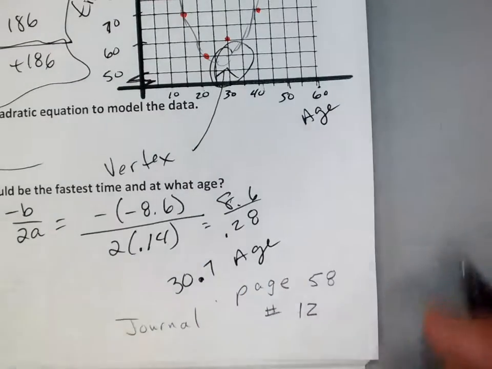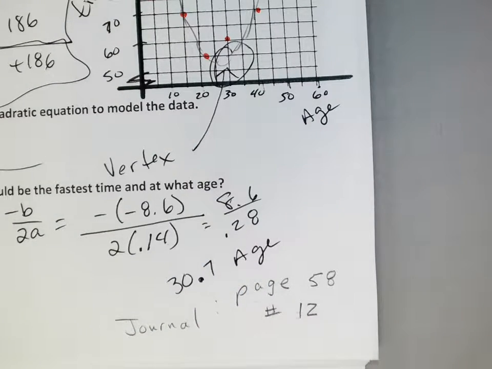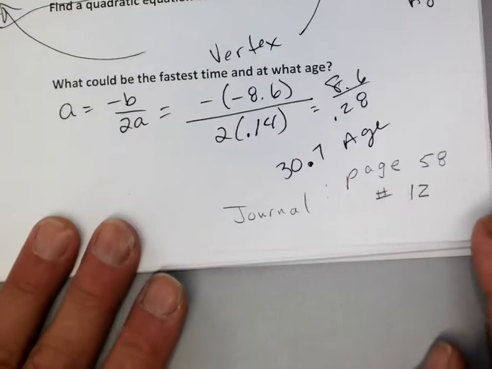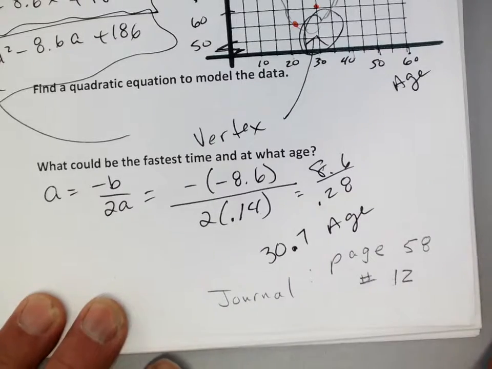That means what? 30 years and almost half a year, right? Okay? Depending on when you're born. Right? Sometime in July. That kind of makes sense. There we go. So, now, that's the age. How fast would the kid go? How fast would this superstar go? How could we find the time?